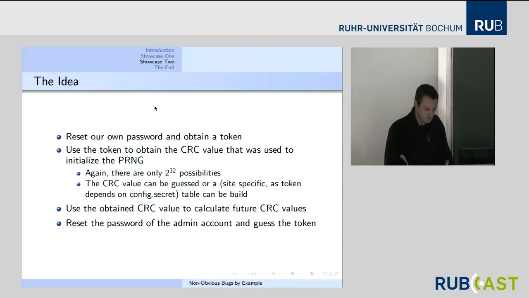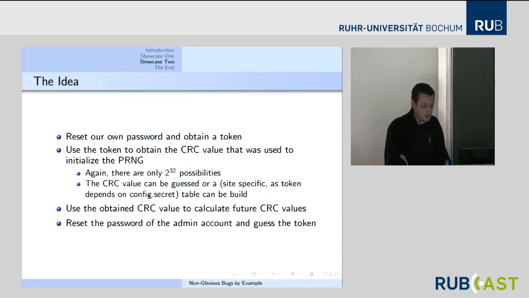The attack would then look something like this. First, we reset our own password and obtain a token. We use the obtained token to get the CRC value that was used to initialize the random number generator. Okay, how do we do it? Well, that's the same thing as last time. We only have a limited amount of possible passwords that could have been used, and that's 2 to the power of 32 again. So the CRC value can be guessed, or we can look it up in some table that we could build.